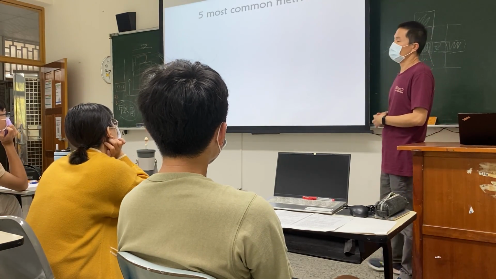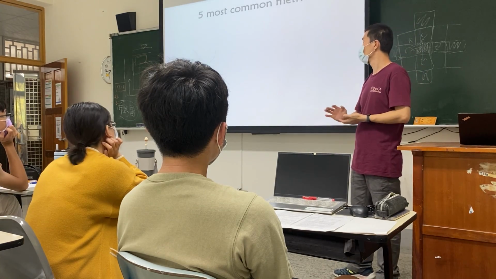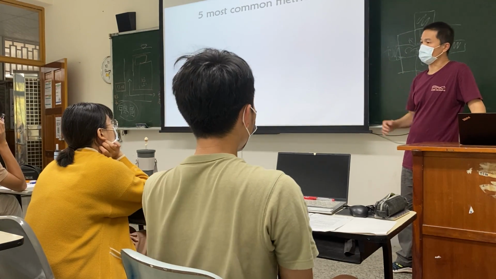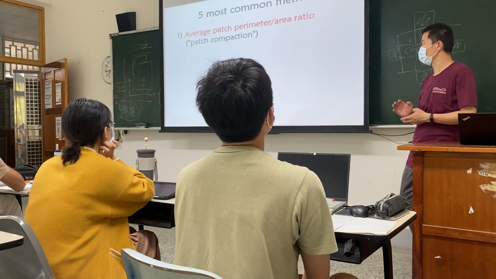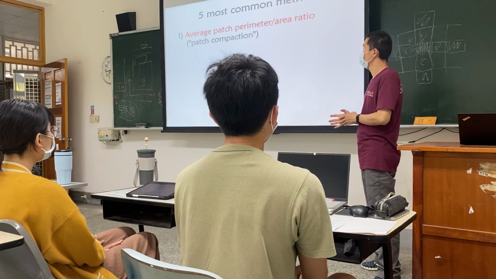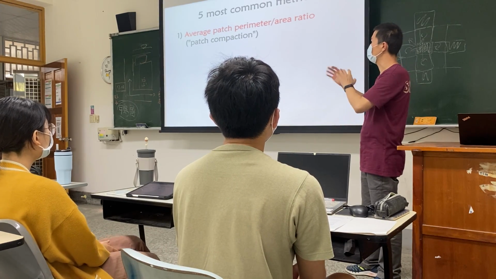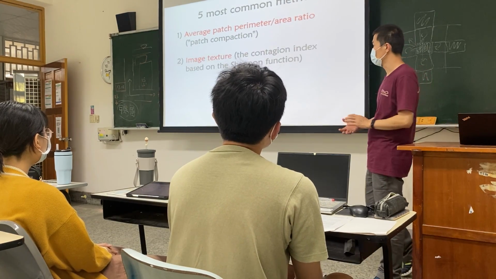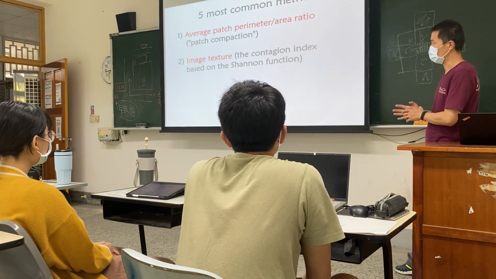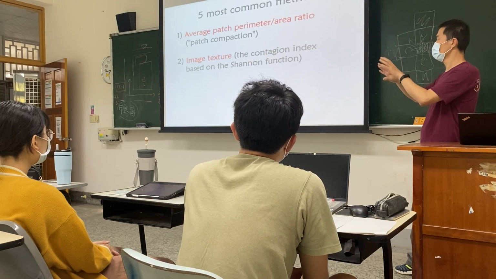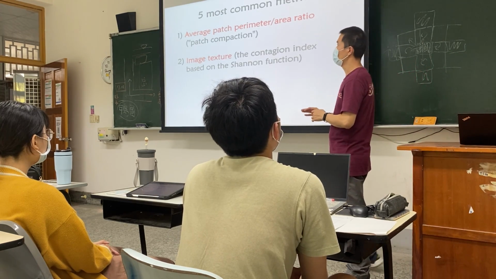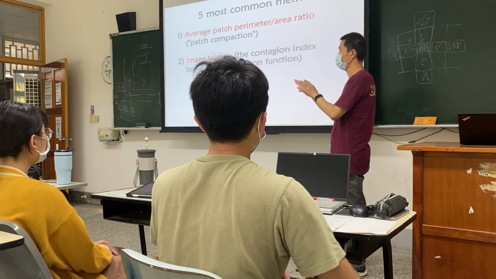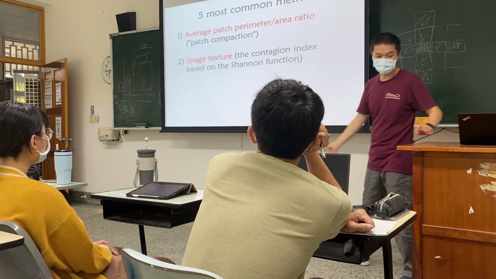So this is from one paper, and they recommend 5 most commonly used metrics. Different people will have different ideas about what's the most important one. Some people think that the patch area, perimeter and area ratio is a very important thing. That's regarding the shape, right? And some people think that for the image textures, the contagion index is based on whether or not they are likely to move or pass from one cover type to another. We'll talk about that as an example.